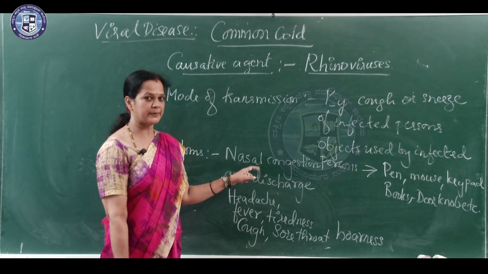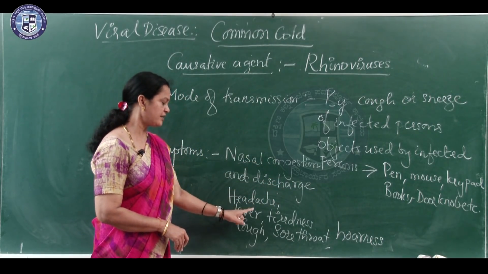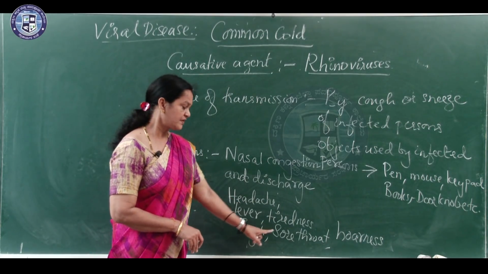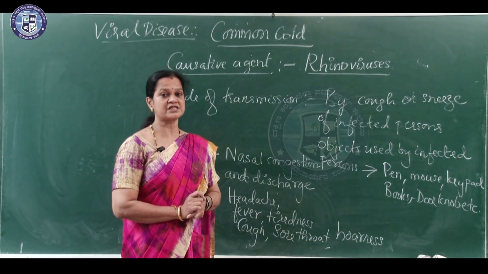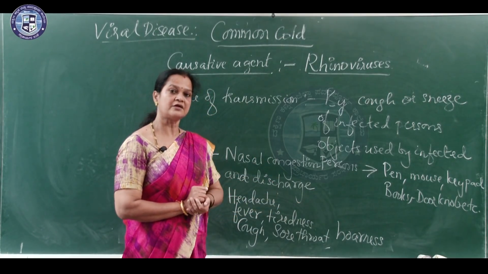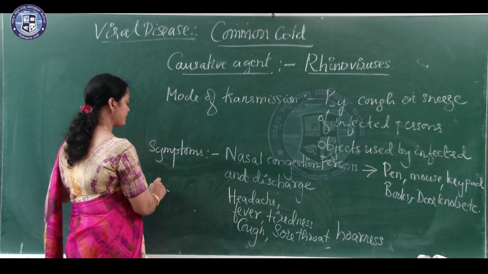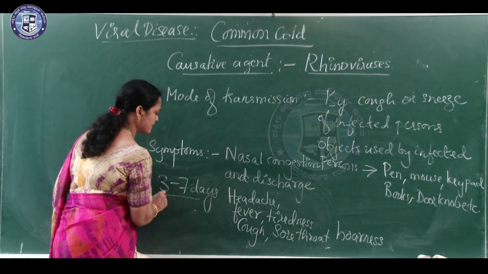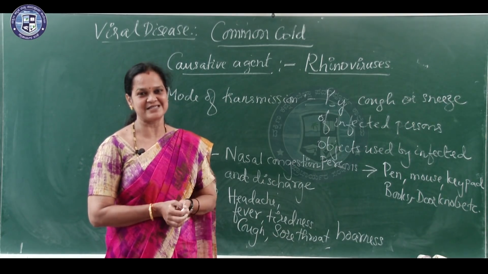So, everyone might have experienced this: nasal congestion and discharge, then headache, fever, tiredness will be there commonly. Then apart from that, there will be cough, sore throat, and hoarseness of voice. All these symptoms are there in the common cold infection. The duration of this infection is usually 3 to 7 days. If you take medicine it will go within a week, otherwise it will be 7 days. It is one and the same.